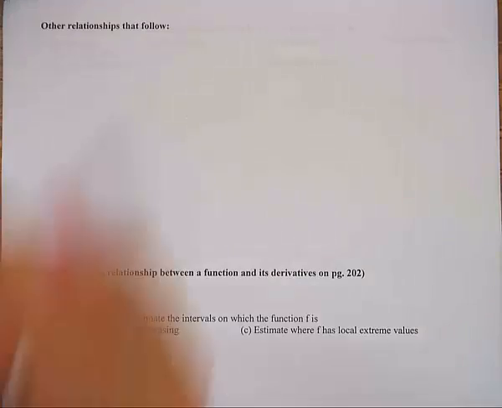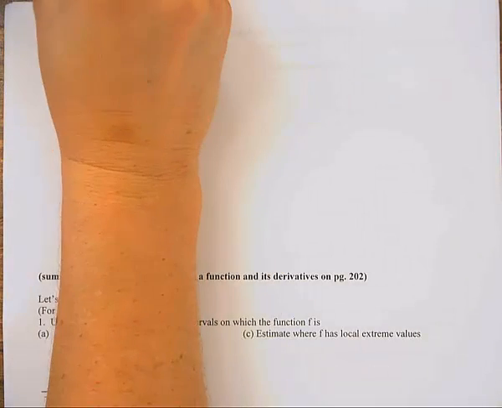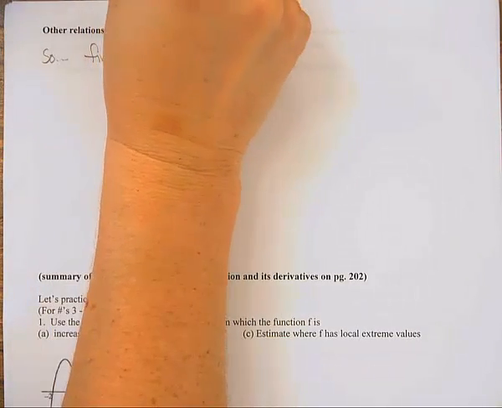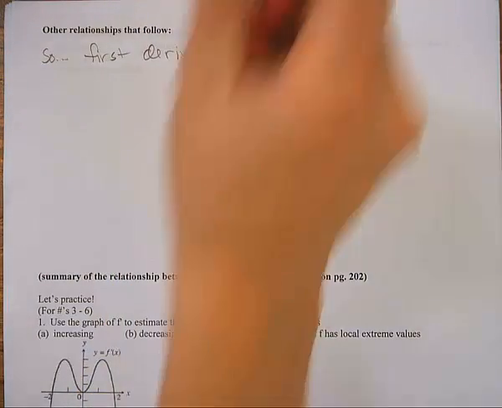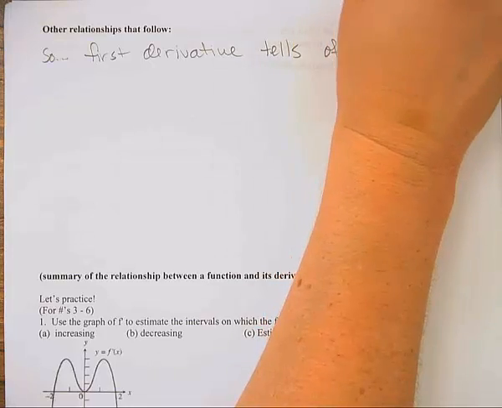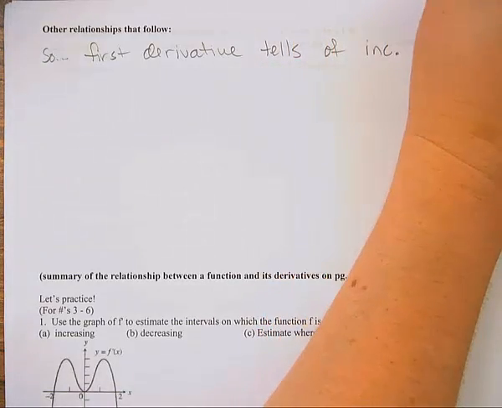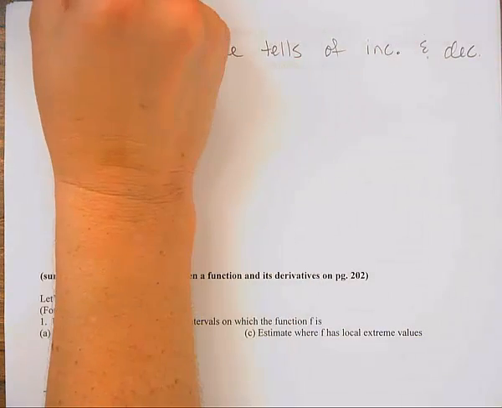So we summarized that the first derivative of a function tells us of increasing and decreasing. The second derivative tells of concavity.